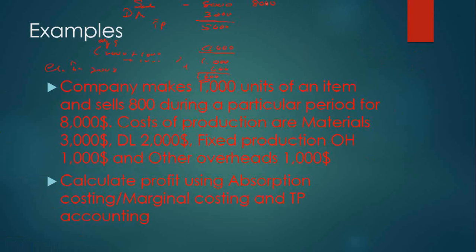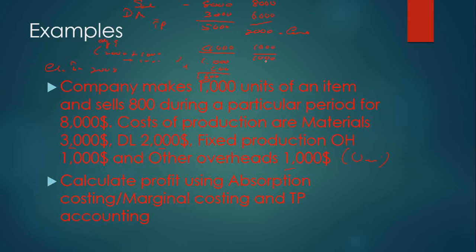Cost of production are 3,000, direct labor 2,000, and other overheads. Let's assume these other overheads are variable. So your marginal cost is 2,000 plus the 3,000 plus the 1,000, 6,000. You deduct that and arrive at contribution, 2,000. And then you deduct your fixed overhead 1,000. Still you have the 1,000.